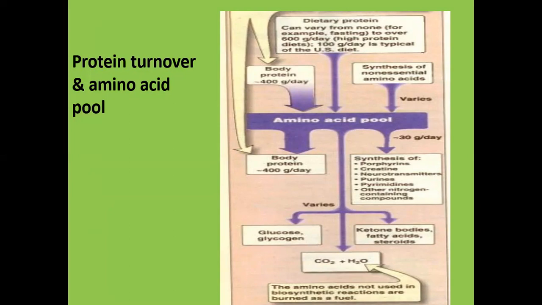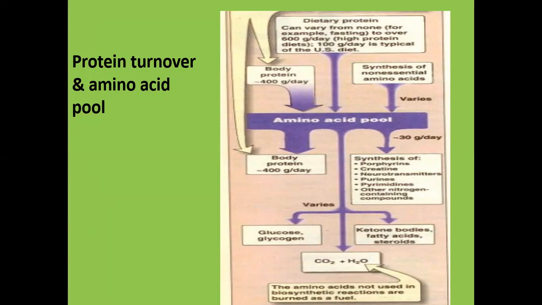The first source of the amino acids in the amino acid pool is the tissue protein. Approximately 1 to 2% of the tissue proteins are degraded each day, or approximately 300 to 400 grams of the tissue protein is degraded each day.